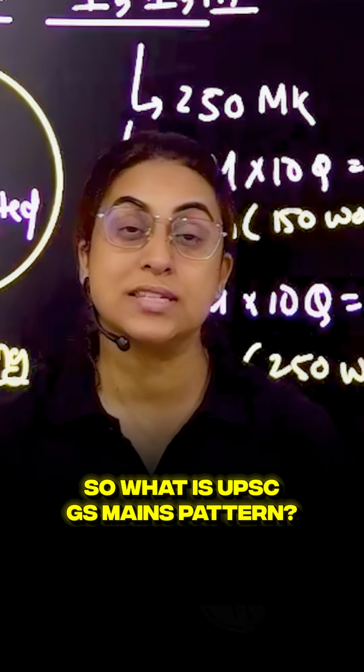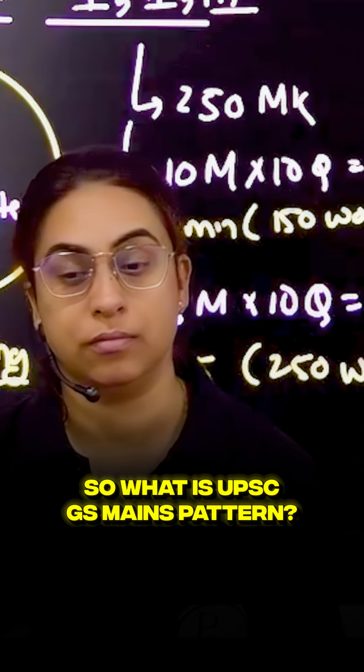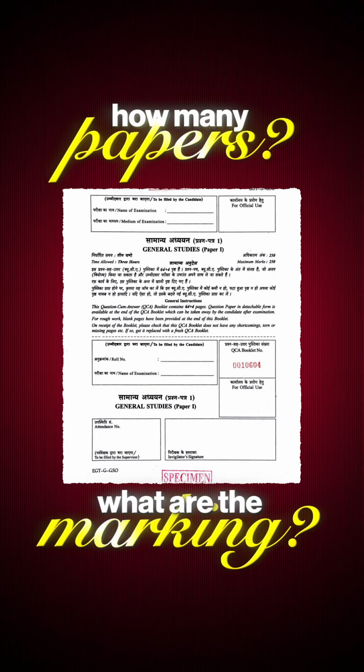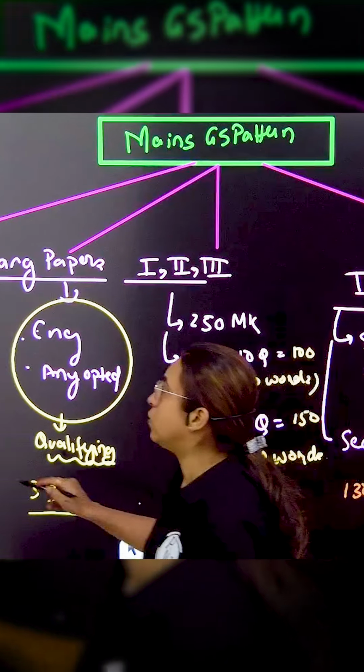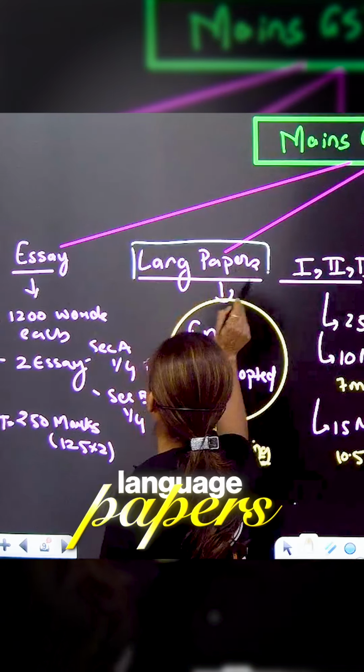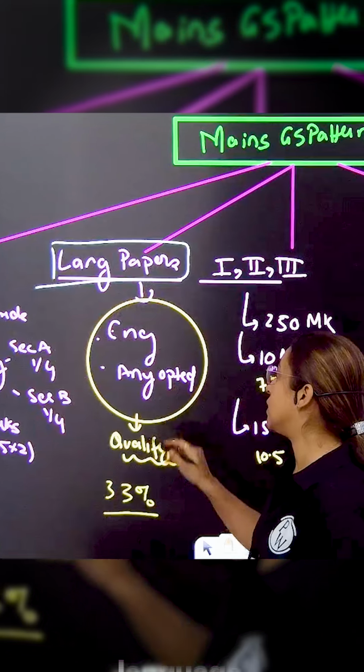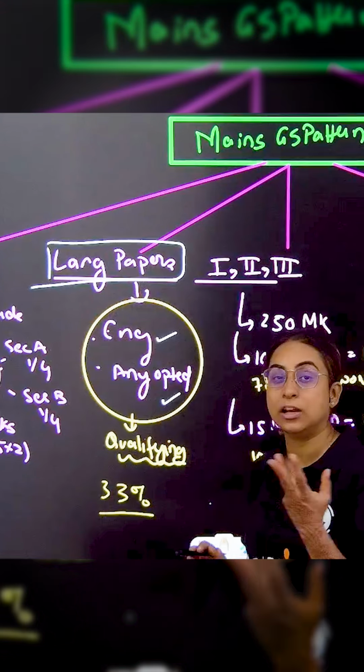So what is the UPSC GS Mains pattern? How many papers? What are the marking? So here, there are basically these papers. First, you have the language papers. There are two language papers. One is the English paper and the other is any that you can opt for.